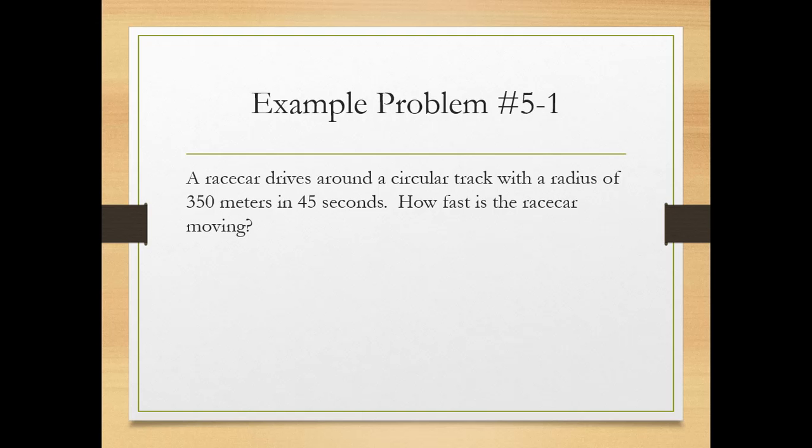So let's do a quick example problem. Let's say we have a race car that's driving around a circular track with a radius of 350 meters, and it travels around it in 45 seconds. How fast is the race car moving? Well, if the speed is 2 times pi times r over the period, we know that r is 350 meters and the period is 45 seconds. So I can simply plug those values in and get 2 pi times 350 over 45, and I get 48.9 meters per second as the speed of the race car on this circular track.